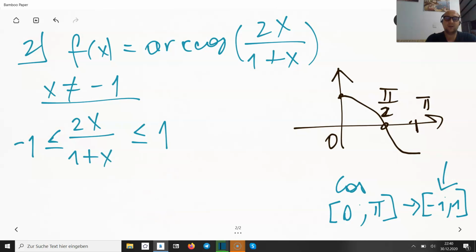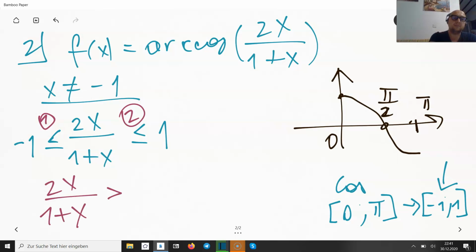All right, so how can we solve it? Well, we have to solve just two separate inequalities and then combine the solutions. Let's start. So let's consider 2x divided over 1 plus x is bigger or equal than -1. So what can we do? Well, we said x isn't equal to -1, so it could be bigger, and it also could be less than -1.